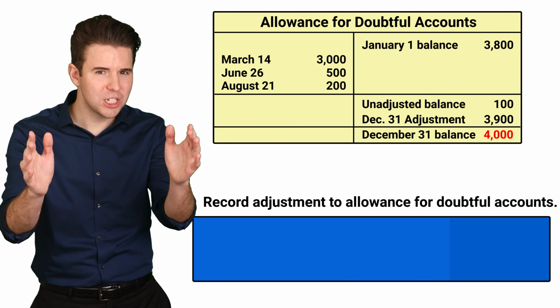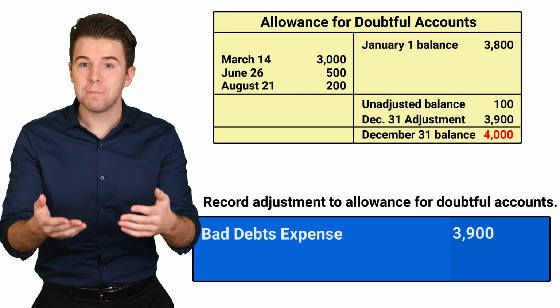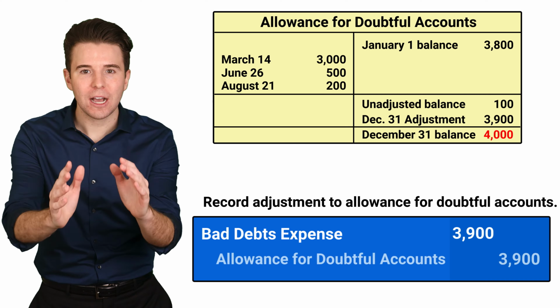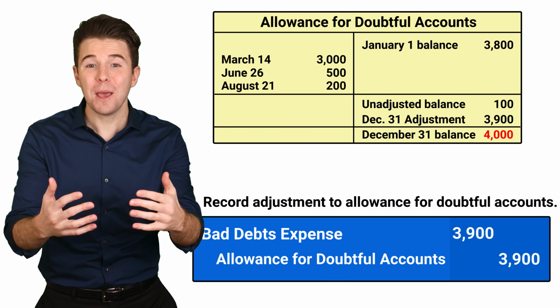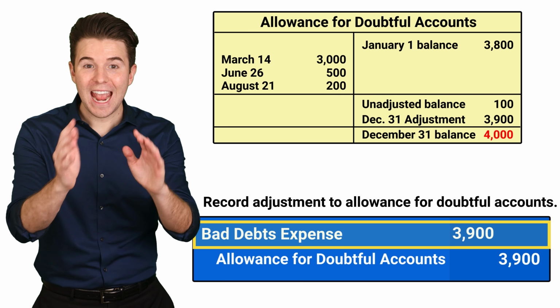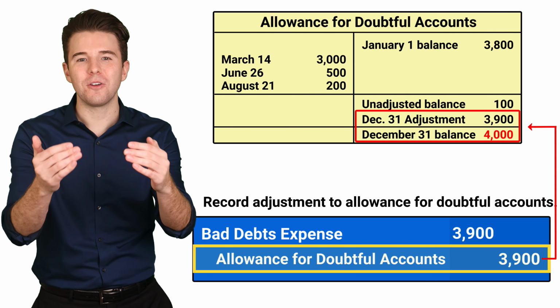Now, to record this adjusting entry of 3,900, we debit bad debts expense for 3,900 and credit allowance for doubtful accounts for 3,900. The debit to bad debts expense increases that expense, and the credit to the allowance increases the allowance for doubtful accounts.